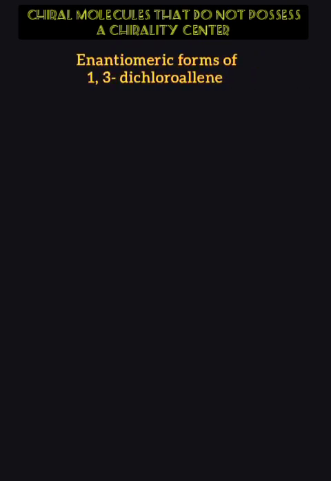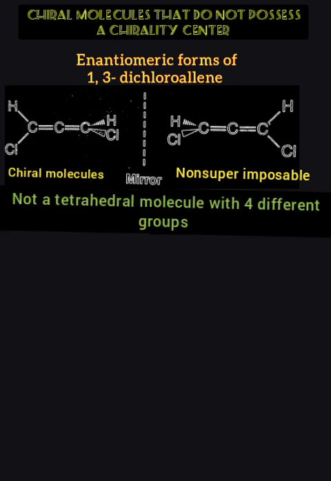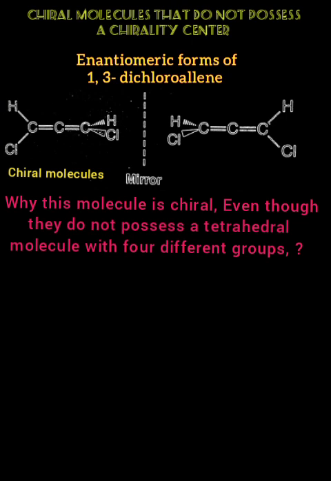Chiral molecules that do not possess a chirality center. This is an enantiomeric form of 1,3-dichloroallene. These 2 molecules are non-superimposable mirror images of each other and are therefore chiral. They do not possess a tetrahedral atom with 4 different groups, however. Why is this molecule chiral even though it does not possess a tetrahedral atom with 4 different groups?